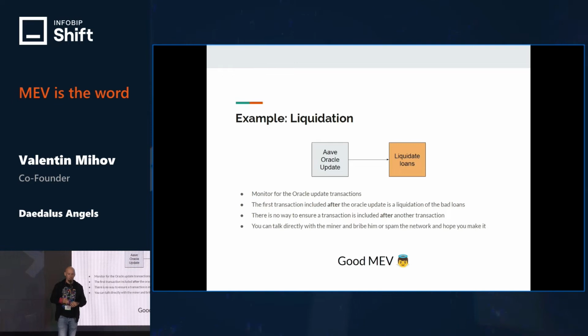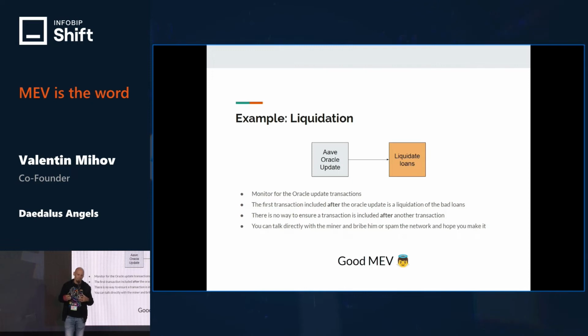Another type is the liquidation type of MEV. The way this works is that in DeFi you have these lending and borrowing protocols. So you put collateral, you take a loan out of them, and then if the price of your collateral drops down, you're going to be liquidated. Essentially your collateral needs to be sold so that your loan can be repaid, so that the protocol is not underwater, right?